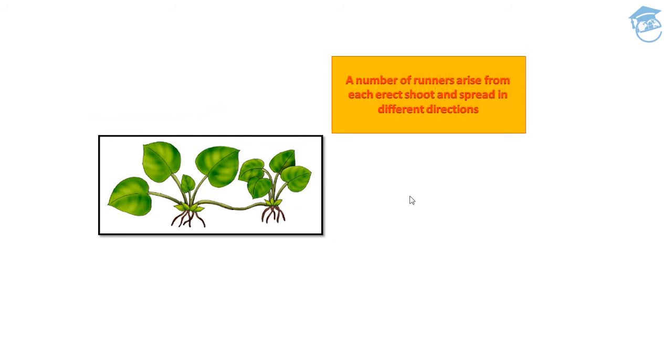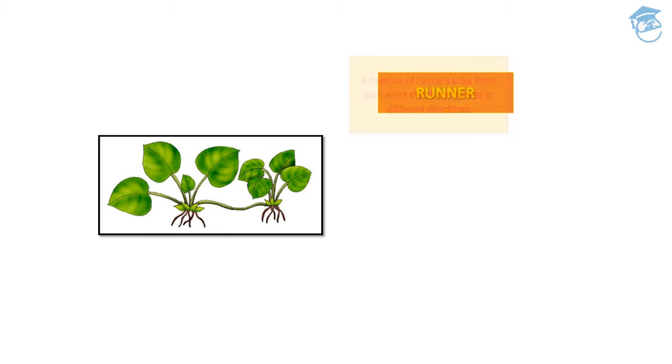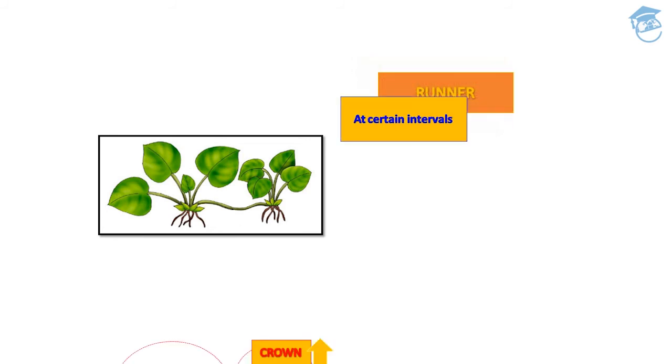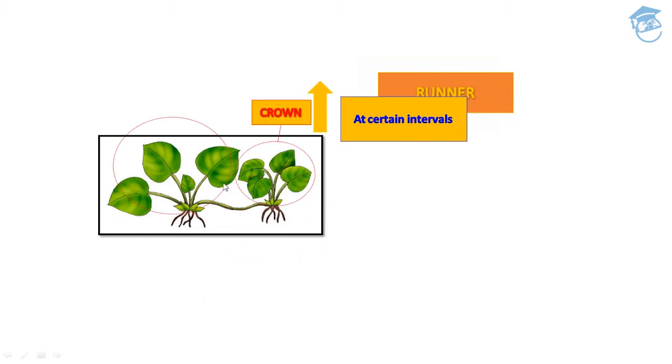A number of runners arise from each erect shoot and spread in different directions. At certain intervals, as you can see, the crown is above the ground and the adventitious roots are below the ground. I repeat, crown above the ground and adventitious roots below the ground.